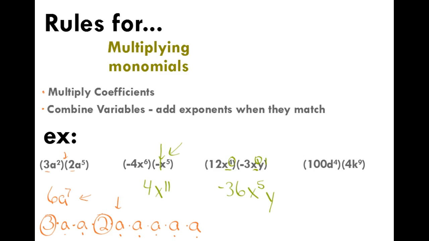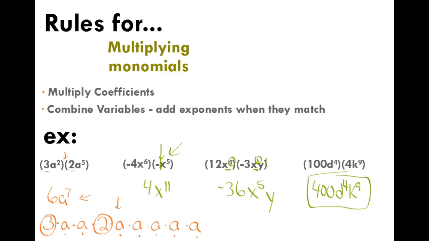All right, last one. 100 times 4 is 400. There's 4 d's, but that's it. There's no other d, so I just put d to the 4th, excuse me. And then there are no other k's, so it's going to be k to the 9th. So when that happens, you just stick them together.